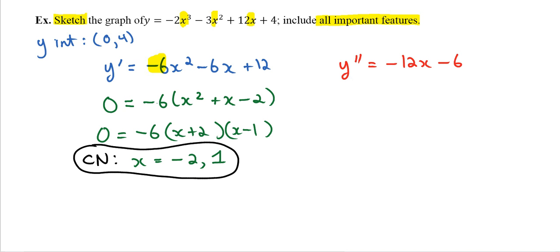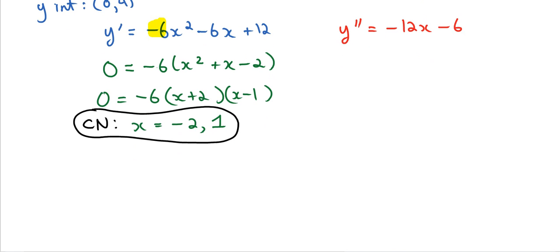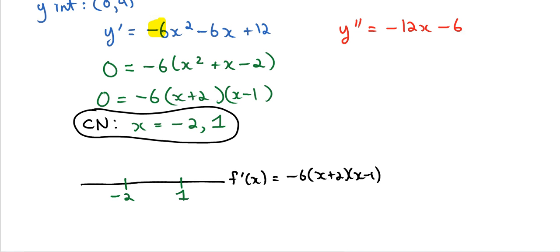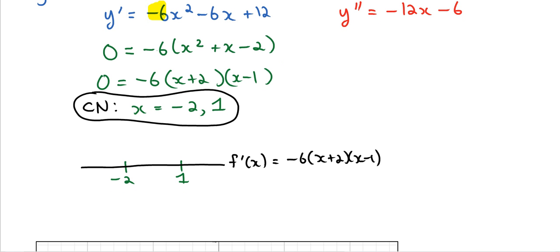Okay, and how do I use my critical numbers? Well, basically you want to draw a number line here. Put those values in, negative 2 and 1. This is my first derivative, f prime of x, and that's going to equal negative 6 times x plus 2 times x minus 1. And then we need to evaluate the 3 intervals. So here's one interval in yellow, and if I pick a value of 10 there and plug it in, this is going to be positive, this is going to be positive, and that's going to be negative. So this is all negative right here.